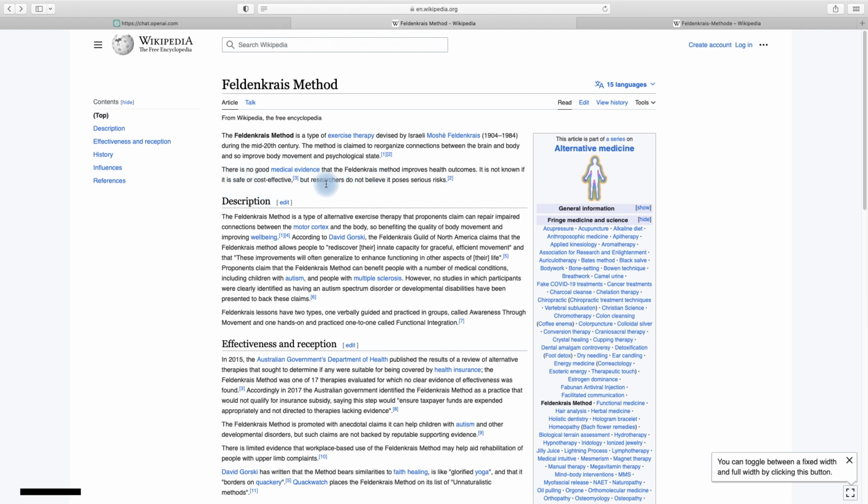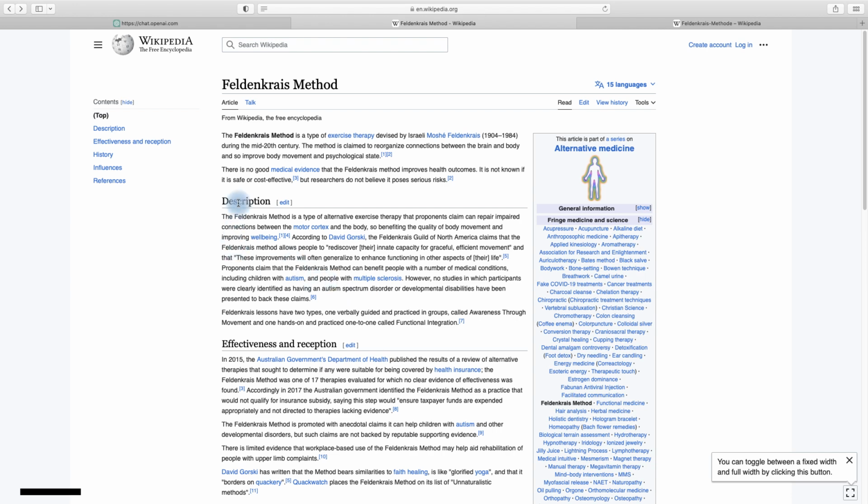There is no good medical evidence. Okay, so there's a strong focus on the medical evidence and the medical effectiveness of Feldenkrais. And we can actually see, if we look at this article, that this article is part of a series on alternative medicine. So this is different in every country, I would say. So Feldenkrais is not necessarily categorized as alternative medicine.